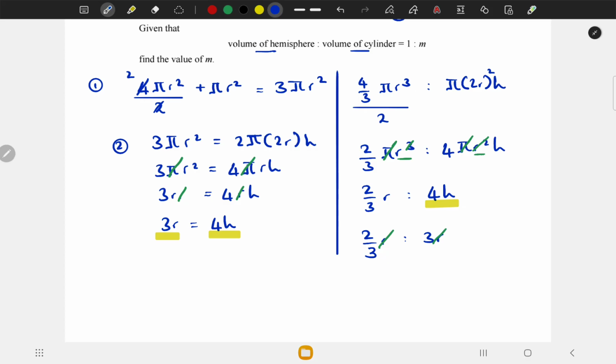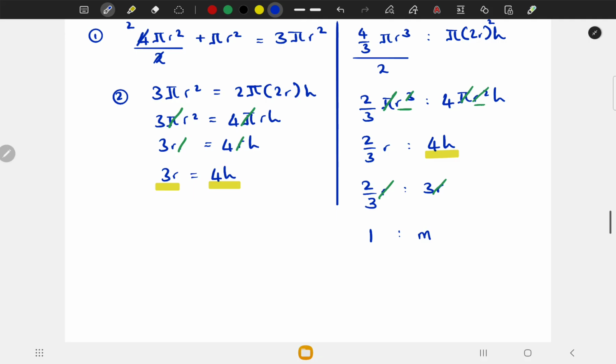Now moving on back to the question, it wanted it in the form 1 is to m. So to find m, I'm simply going to cross multiply this multiplied by this divided by this. So 1 multiplied by 3, which gives me 3, divided by 2 over 3, which is now going to give me 4.5. And that there is my solution. 4.5 or 9 over 2, however you'd like to see it.